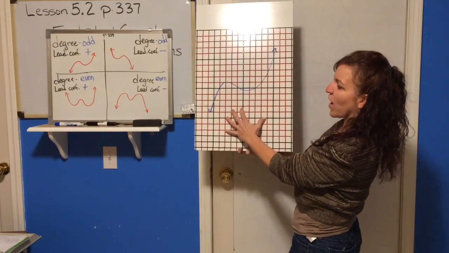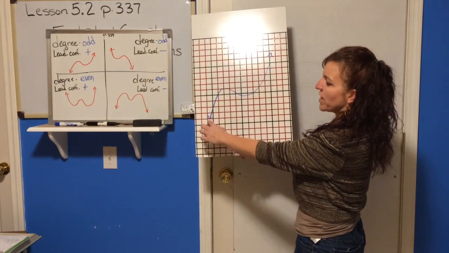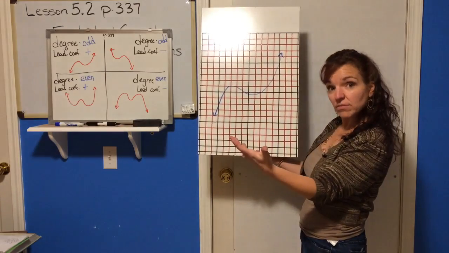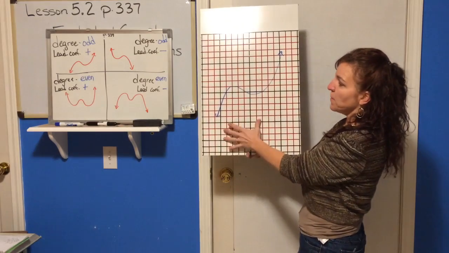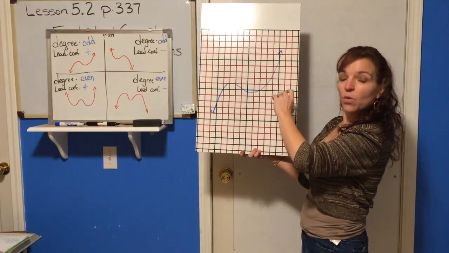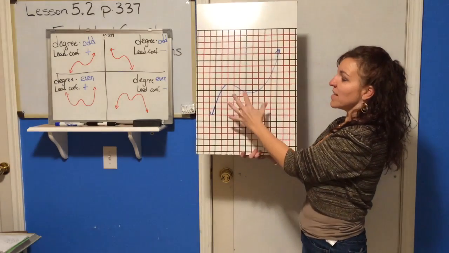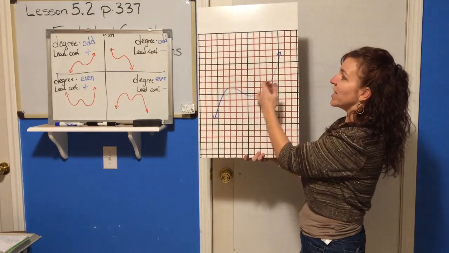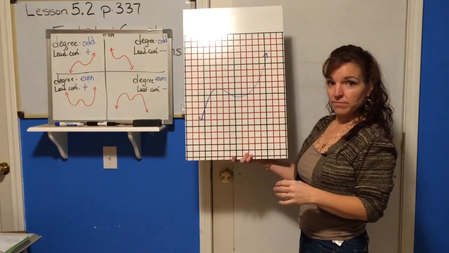So we can look at this graph and we can say, well, we know that one is up and one is down, so we know the degree is odd. So we've got odd degree, and if we're ending going up, we know that the leading coefficient is positive. So this is an odd degree polynomial function where the leading coefficient is positive.